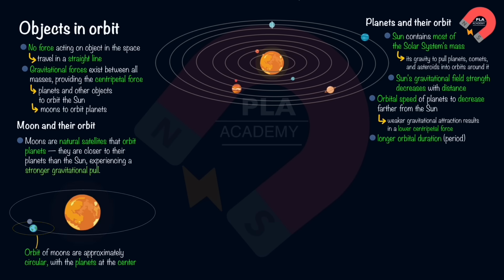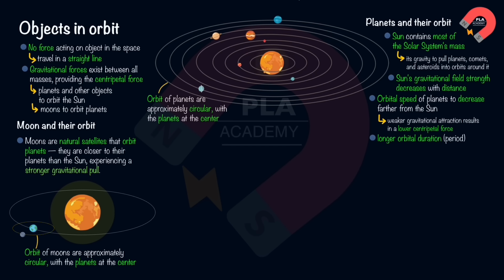These orbits are often not perfectly circular, but they are generally elliptical with the Sun at the center. Therefore, the orbits of planets are approximately circular, with the Sun at the center.